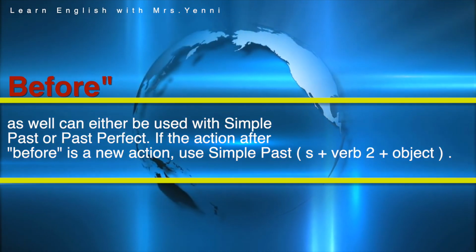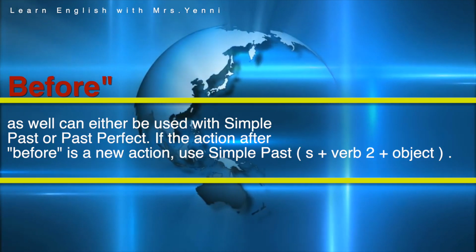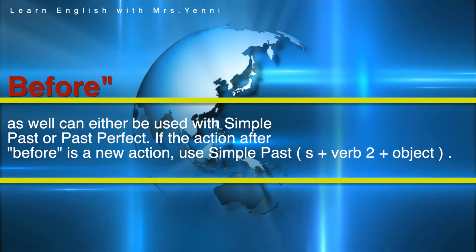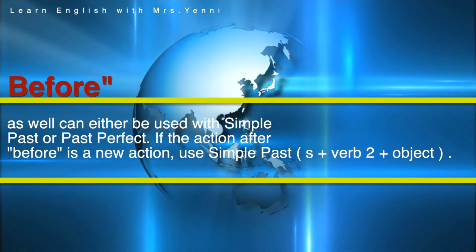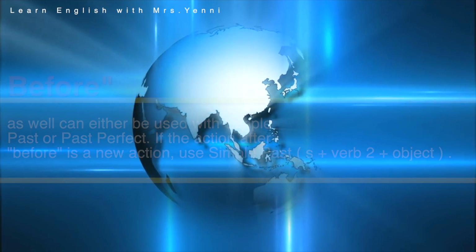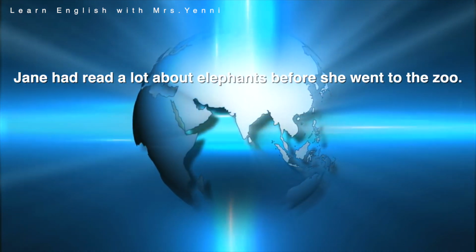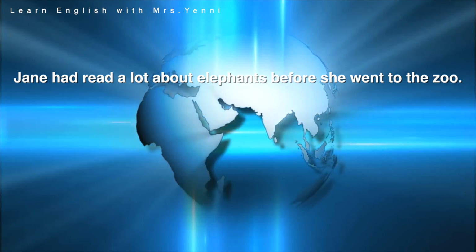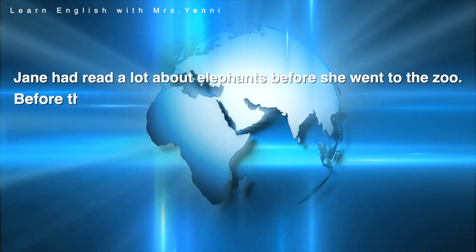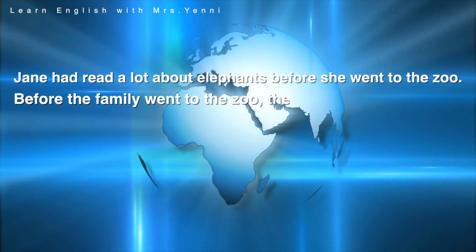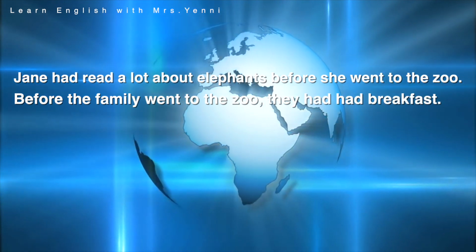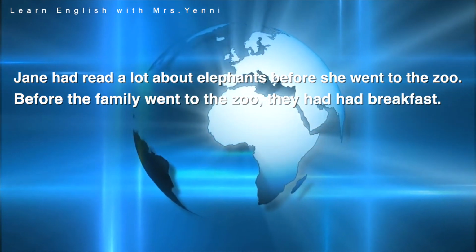Before can be used with either simple past or past perfect, if the action after before is a new action. Jane had read a lot about elephants before she went to the zoo. So before is followed by past simple. Before the family went to the zoo, they had had breakfast. We can also reverse the sentence.